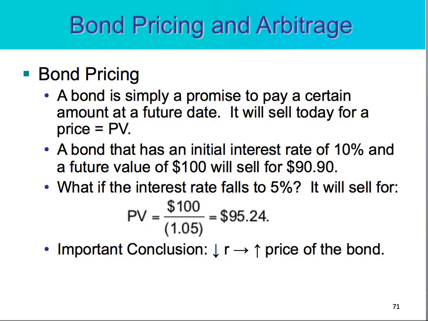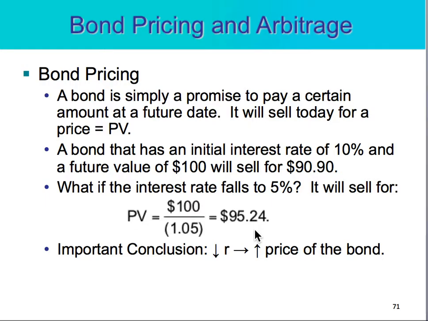A bond that has an initial interest rate of 10% and a future value of $100 will sell for $90.90. Okay, this is using the same numbers as in the previous file. If the interest rate falls to 5%, it'll sell for 100 divided by 1.05, or 95.24. So at a lower interest rate, the bond sells for a higher price. Okay, bond prices and interest rates are inversely related. Very important fact about financial markets.